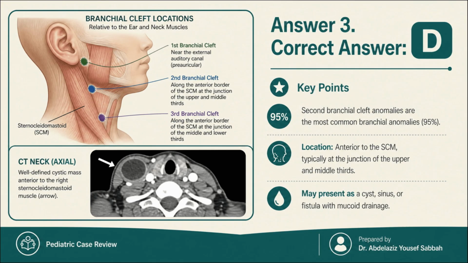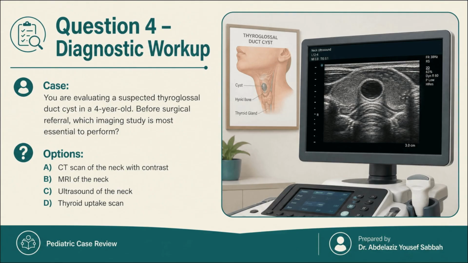First cleft anomalies, in contrast, are preauricular and near the external auditory canal, while third cleft lesions sit lower along the sternocleidomastoid. Definitive treatment is complete surgical excision of the cyst and any associated tract. Question 4. Diagnostic workup. You are evaluating a suspected thyroglossal duct cyst in a 4-year-old.